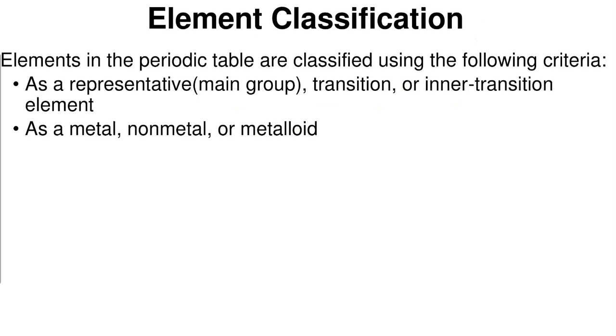So, element classification. Elements in the periodic table are classified using a lot of criteria. In this place, we're going to be using these criteria. We'll classify them as a representative or main group element. I remember that I told you what this is earlier, that the main groups are the group 1. We talked about this earlier. Group 1A, we're going to use the American system.